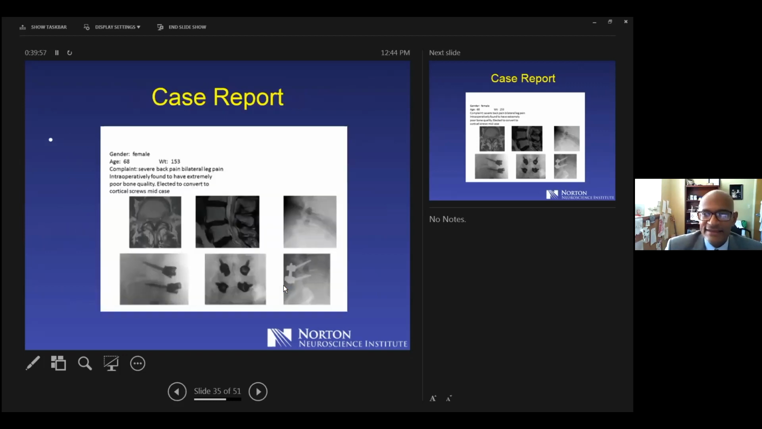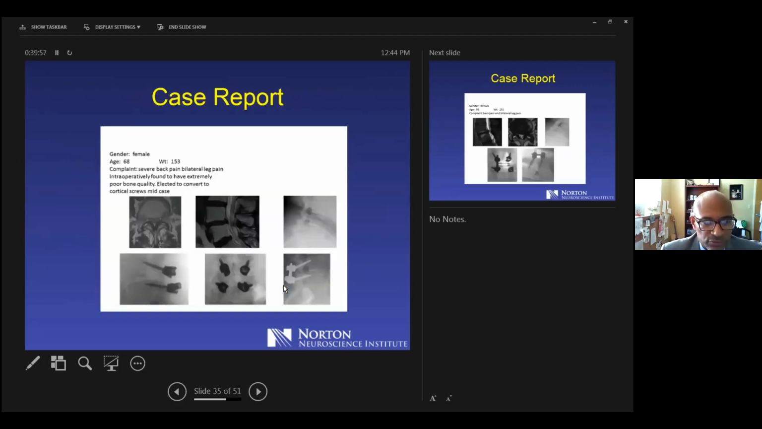Going through all that, the last couple of things, I'm just going to show a few case reports. And these are just going to be an example of what people will come in with and how the pictures look. So this is just discussing a 68-year-old young lady who had back pain and bilateral leg pain.